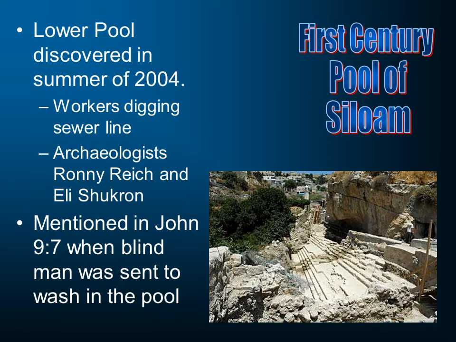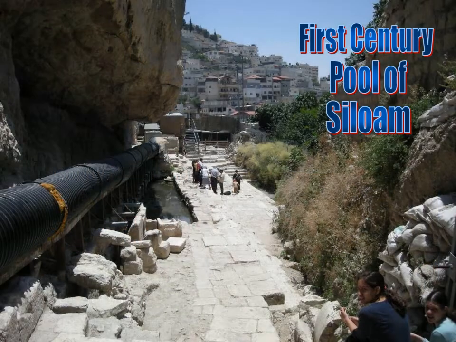And this pool was one that was mentioned in John chapter 9 and verse 7, where Jesus sends a blind man to go down and wash in the pool of Siloam, and he comes back up to the Temple Mount able to see. So here's that 1st century pool of Siloam.